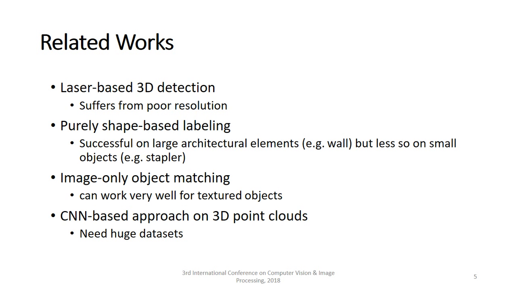So this problem has been approached with different techniques. There is this laser-based 3D detection which suffers from poor resolution, and there is this purely shape-based leveling. It's really successful on large architectural elements, but less so on small objects. Then there was this image-only object matching, which can work really well for textured objects. And finally there is this very popular CNN-based approach on 3D point clouds, but this approach requires huge datasets.